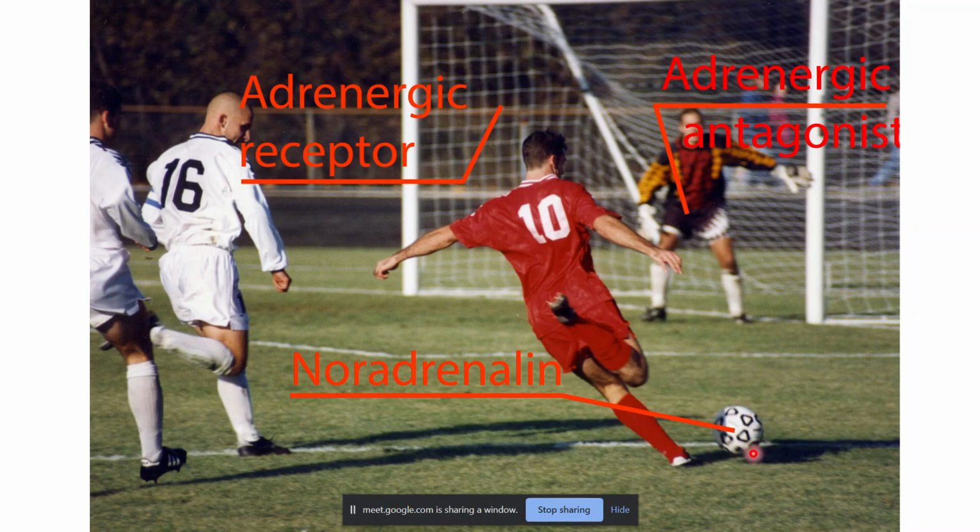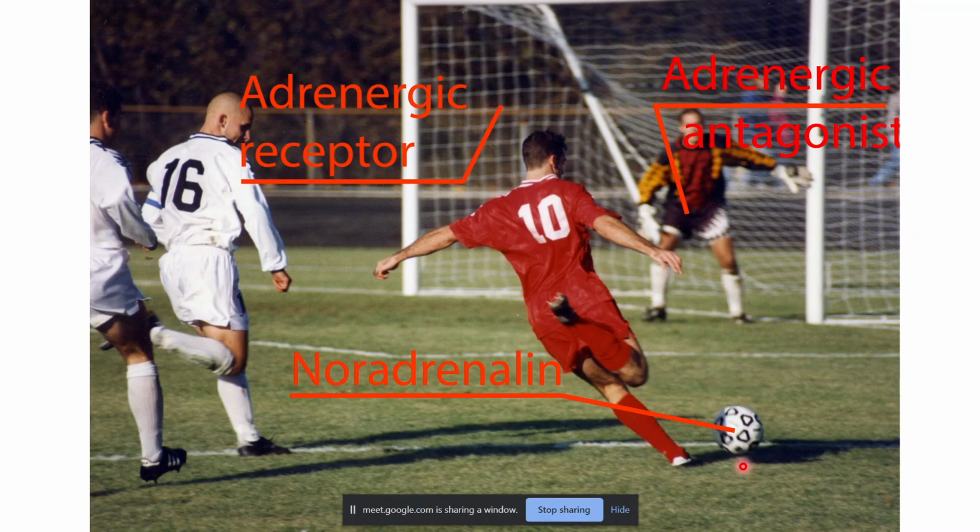So this is noradrenaline, a sympathomimetic agonist, and this is the adrenergic receptor, this white net with the gates. This agonist goes here, and this is an adrenergic antagonist that prevents noradrenaline from reaching the adrenergic receptor. So this is a very useful picture for you to understand how drugs that have antagonistic activity prevent the agonist from acting on the receptor.